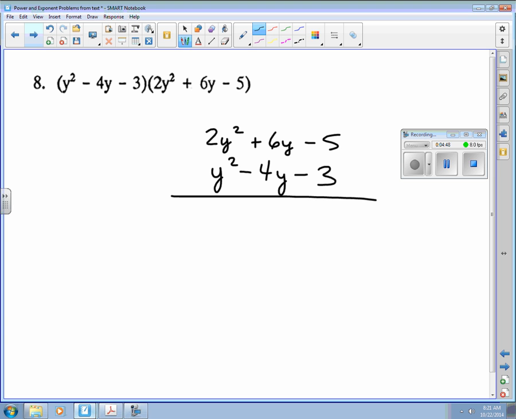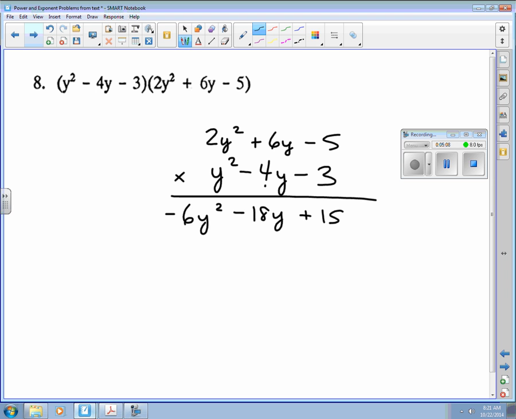And OK, so I'm doing this as a multiply. So negative 3 times negative 5 is positive 15. Negative 3 times 6y is negative 18y. Negative 3 times 2y squared is negative 6y squared. Leave a blank because there's no more constants.